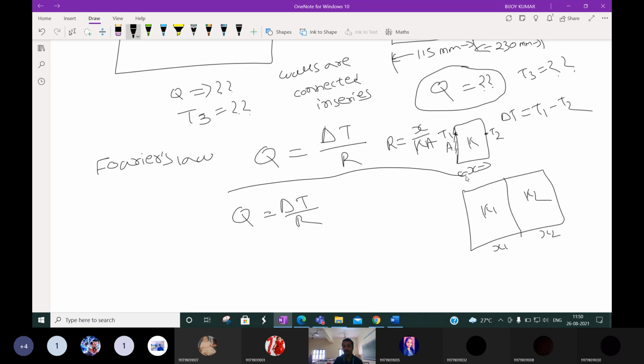Okay, this is about a plane wall. Suppose some composite wall is there. Composite wall means two walls are connected. For that also, Q will be delta T by R. Suppose the temperature here is T1, here is T2, and here is T3. The temperature at the surfaces of the first wall are T1 and T3, and at the surfaces of the second wall are T3 and T2. Then for this composite wall, what is the delta T value? Can anyone say?